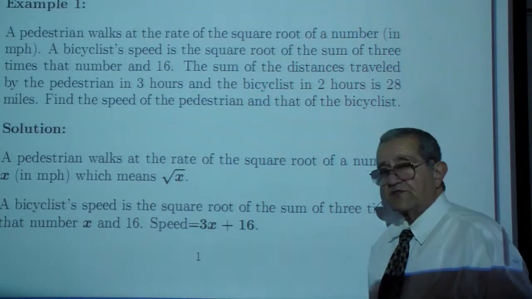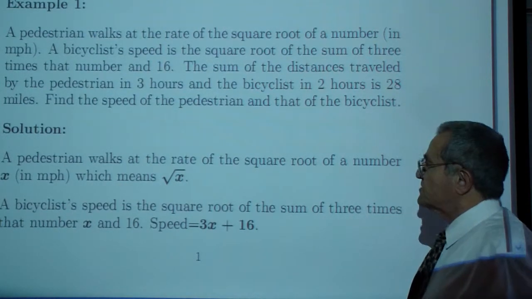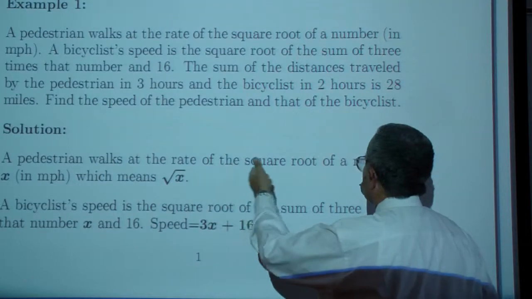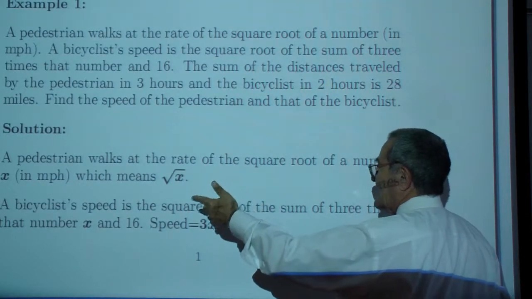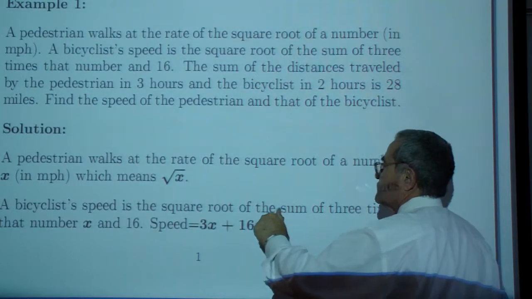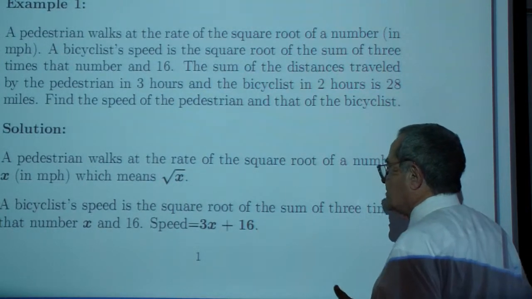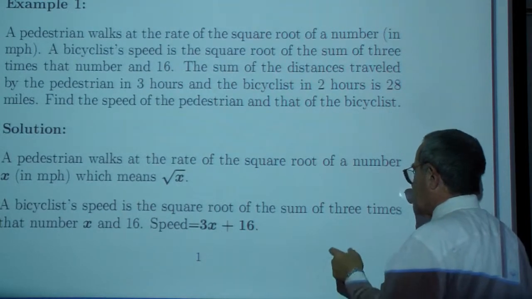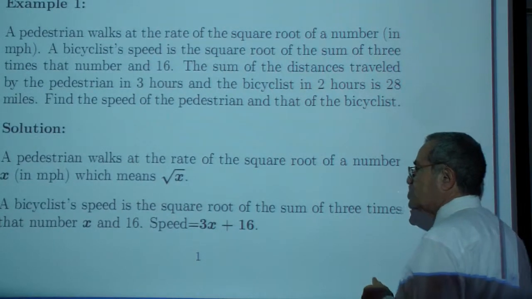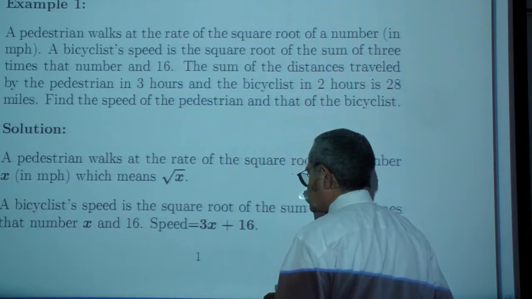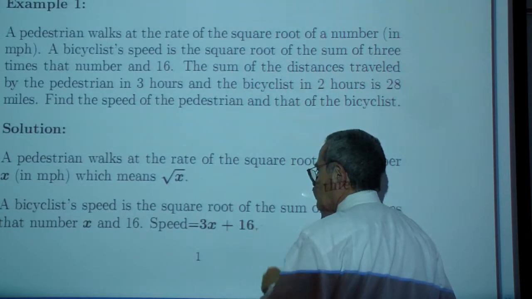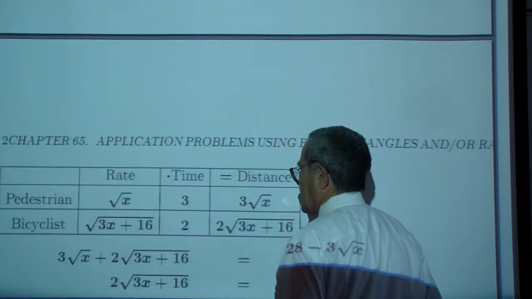Remember, I always know the answer to the word problems. A pedestrian walks at the rate of the square root of a number x in miles per hour. That means square root of x. That's the rate. A biker's speed is the square root of the sum of 3 times that number and 16. 3 times that number and 16, the square root of that.